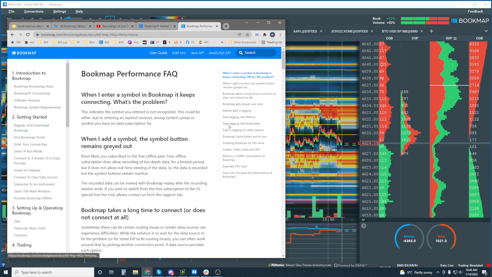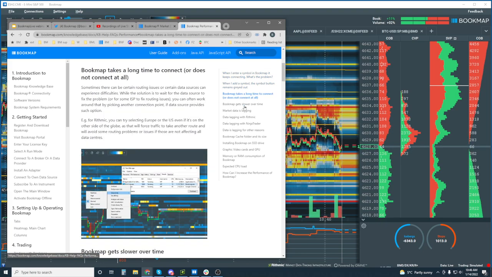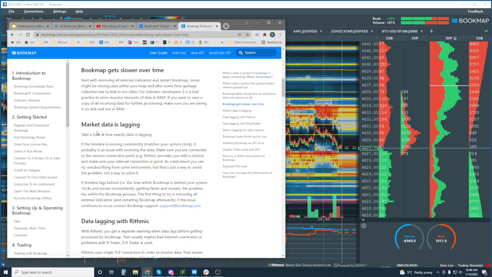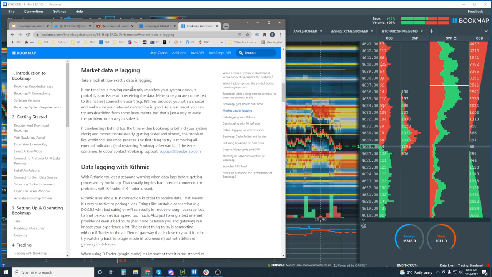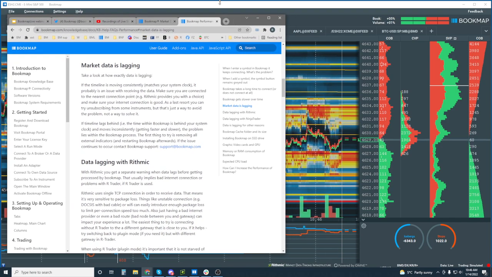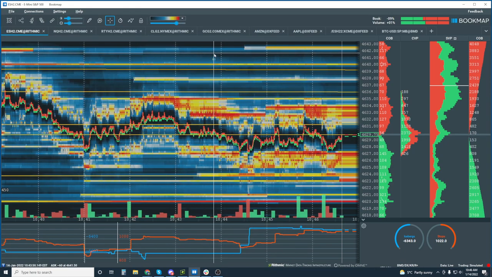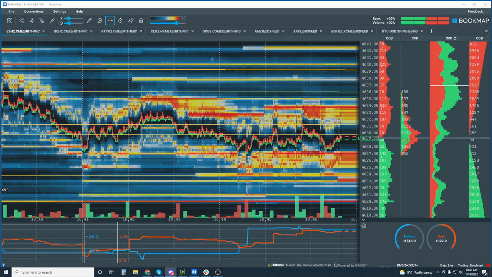There are many different sections on the right margin here that you'll see to go through. Market data is lagging, right here. This will be important. So those are the first resources to check out, Scotty, as well as I've pinged support. Hopefully that helps you out.